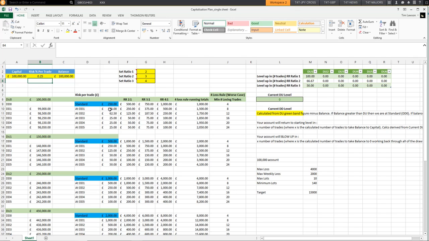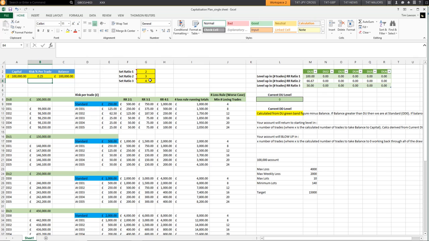In changing this figure here, it changes these figures here, so it recalculates all of our drawdowns. It tells me where I am, what my account balance will be at each drawdown level. Also recalculates the number of successful trades at risk reward ratios 1, 2 and 3, which relate to these, not these.